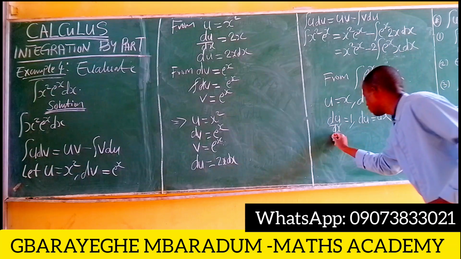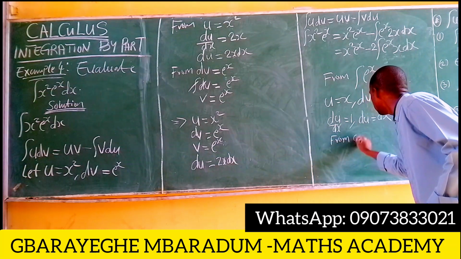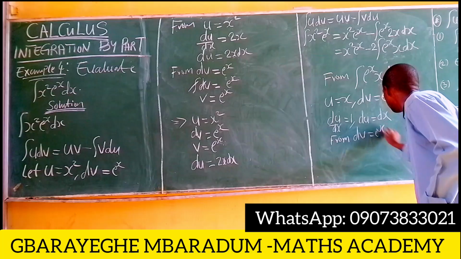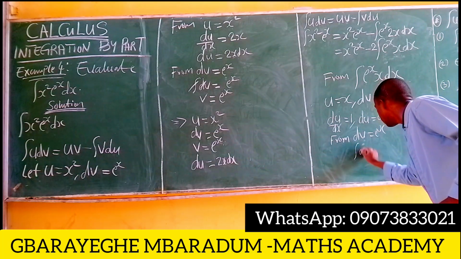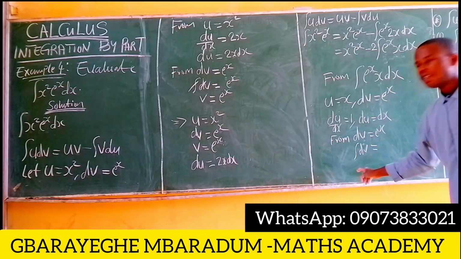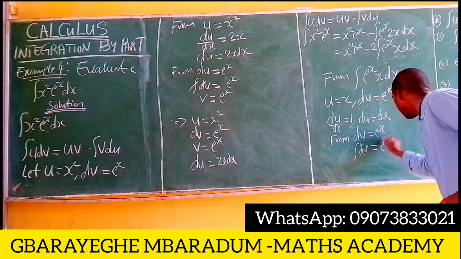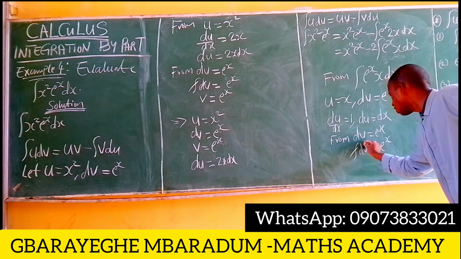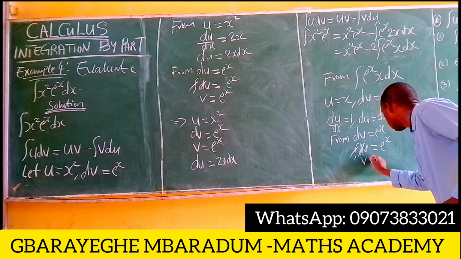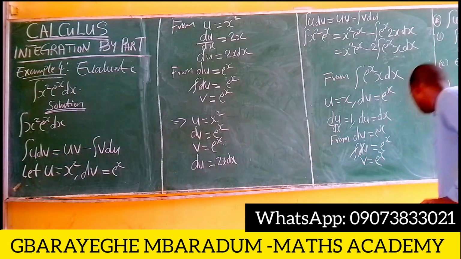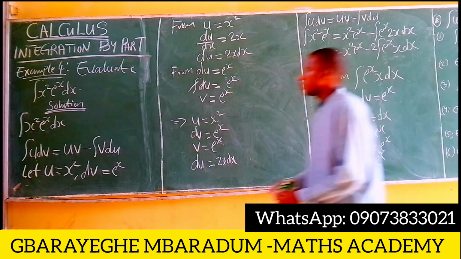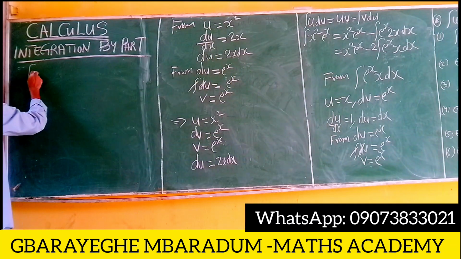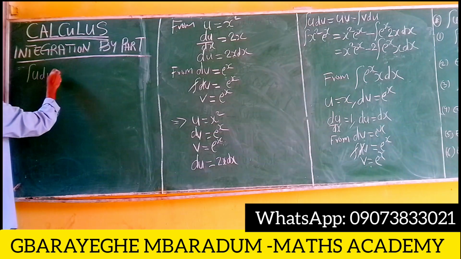Now from dv equals exponential x, to get our v, we integrate dv, right? If we integrate exponential x, it is equal to exponential x. The integral sign cancels the dv, so our v becomes exponential x. Now at this point in time, we are going to substitute them into the formula of integration by parts. So let's look at how to do it. The integral of u dv, right?